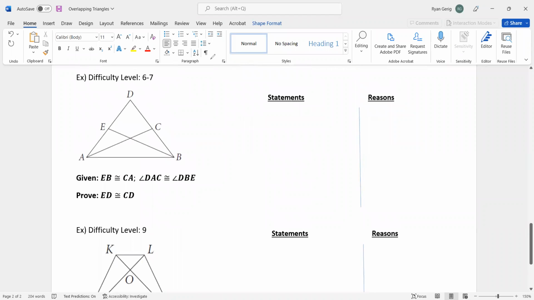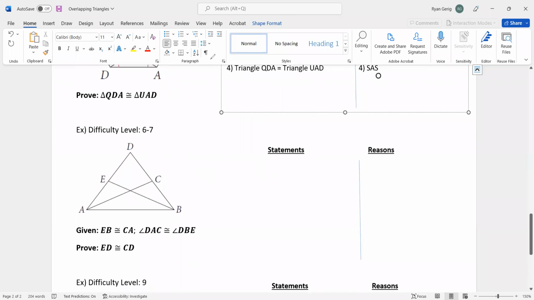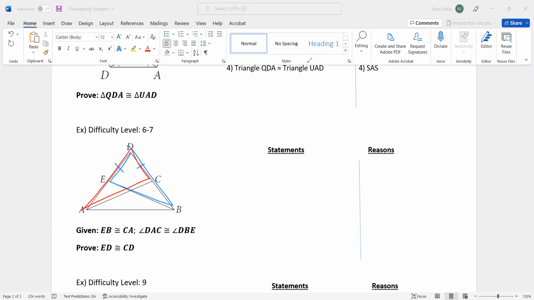Okay. This one's level 6, 7, so it's not terrible. But it is harder. We want to prove that ED is congruent to CD. I can't mark them, but I'm trying to show you what we're trying to prove. ED is in this triangle, and CD is in this triangle. So let's start by redrawing those two triangles. Okay, so I'll start with the red one just because I have it up. So that's D, C, A.